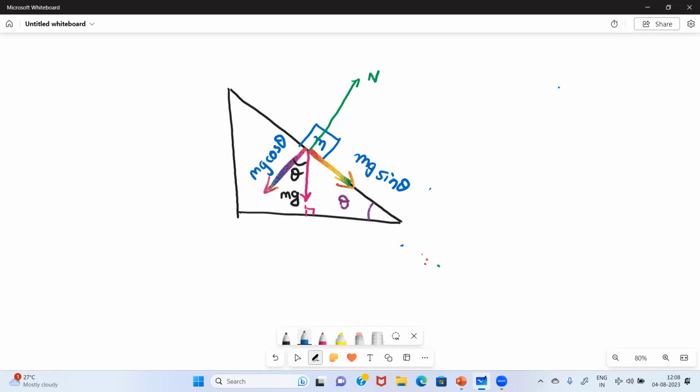Now, suppose the surface of the inclined plane was rough, then what will act? Friction will act in which direction? In the opposite direction to mg sin theta. Here we need not bother about it because we are considering what plane? Smooth plane. So friction is negligible, okay? Now let's talk about something else.